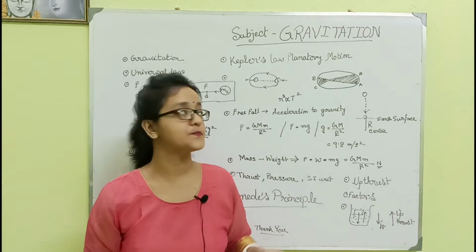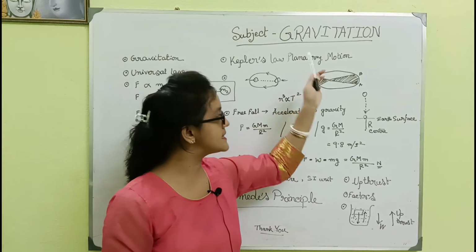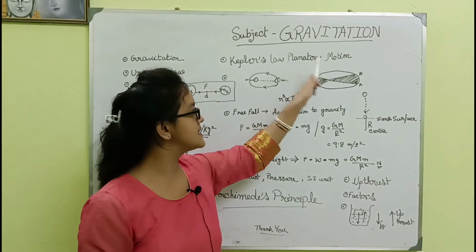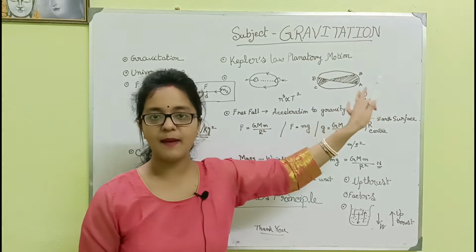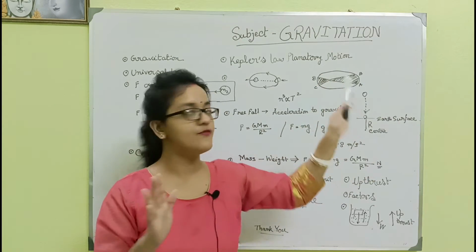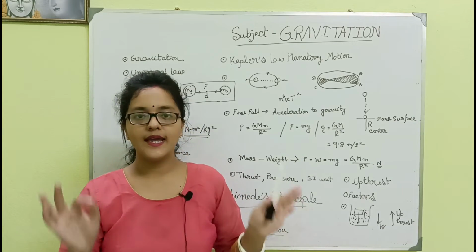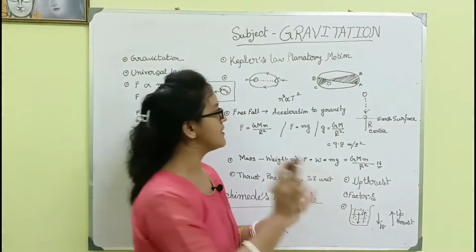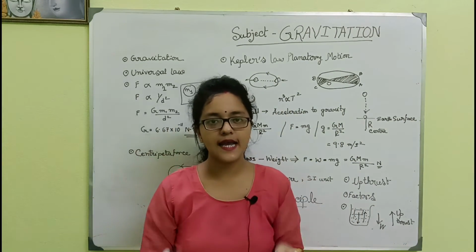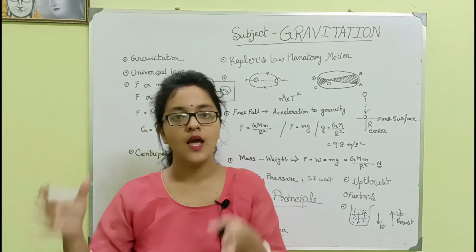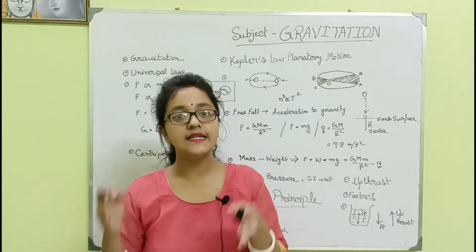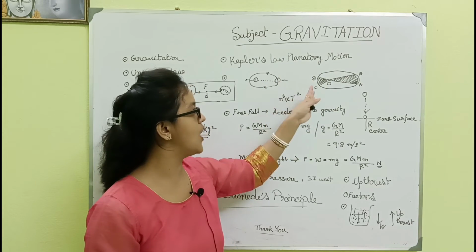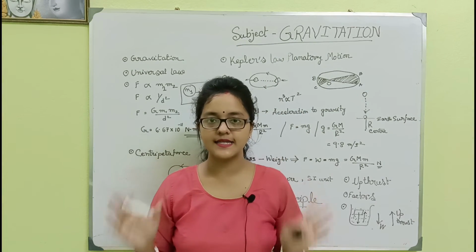The second law is what? In this diagram, we can see a planet moving from position A to position B, and then from position D to position C. The time taken by the planet from A to B is 1 month, and from D to C is 1 month. Here the center is O. The area OAB is equal to the area OCD. So we can say the planet sweeps out equal areas in equal intervals of time. In this diagram, we can see it clearly.